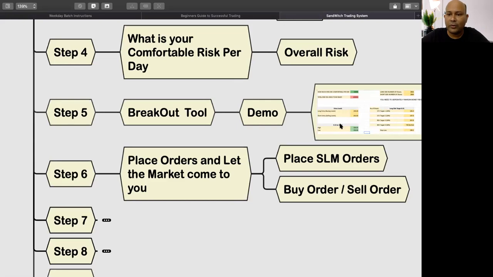Again, I want to quickly look at what's the SLM. I'll talk about it. Sure, Mahesh. Yes, good so far. Very good.